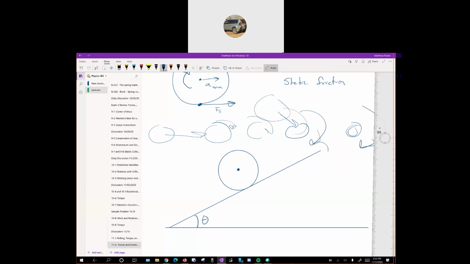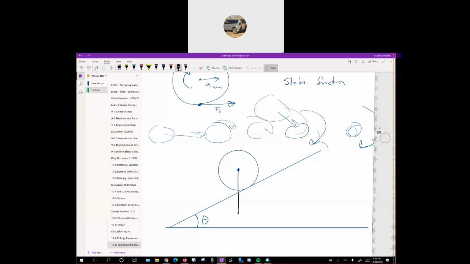We've looked at blocks before that just slid down. That was just translational motion. That had no rotation at all. It could have had a frictional force, right? But now the friction is going to be what's causing this thing to rotate. So let's do a free body diagram.